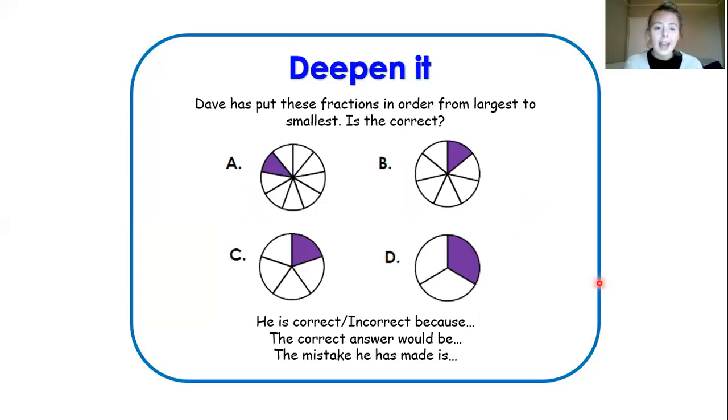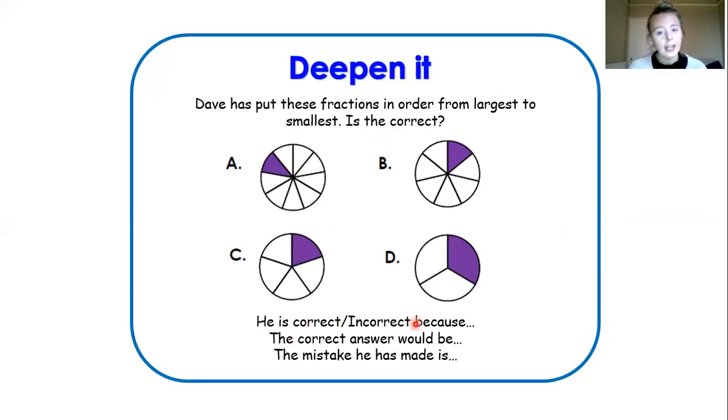So Dave had put these fractions in order from the largest to the smallest. So if Dave has put them in order from the largest to the smallest, what is the name of the order he's put them in? He's put them in descending order, hasn't he? Starting from the largest and going to the smallest. Is he correct? So again, maybe you would like to write the written fraction next to it to help you see what the denominators are. Then you need to tell us, is he correct?